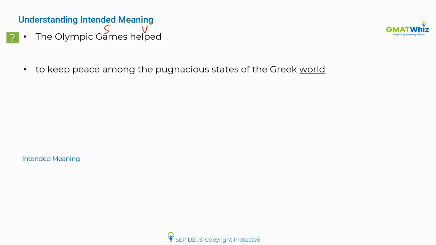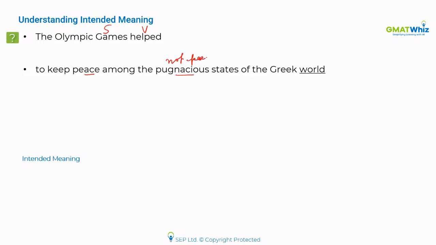Let's start by following the intended meaning. The Olympic Games helped. So, right away, we have the subject Olympic Games, which is plural, and we have the verb help. So, the Olympic Games helped probably in doing something. Let's see what. To keep peace, so they helped to bring about peace among the pugnacious states. Now, even if you don't know the meaning of pugnacious, if we are bringing peace, then pugnacious can only mean something which is not peaceful, right?